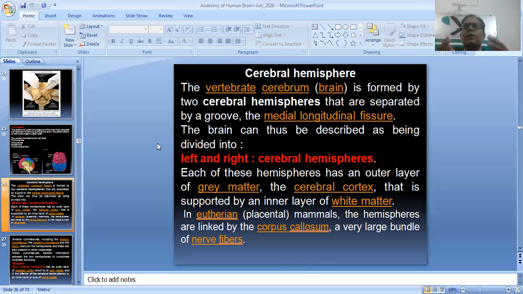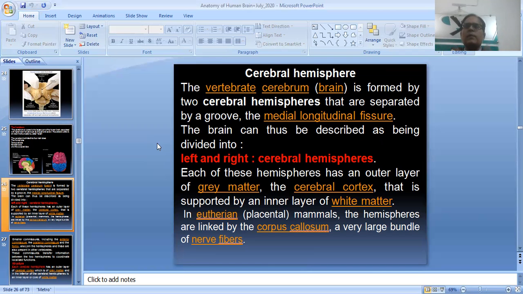layer of white matter. My dear friend, whenever we talk about our brain, like here, I'm telling you the cerebrum hemisphere, right? Left cerebrum hemisphere and right cerebrum hemisphere. Both are covered by gray matter and white matter. So the question comes: what do you mean by gray matter? What do you mean by white matter, right?